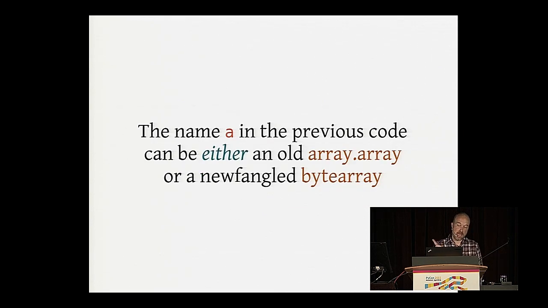And by the way, the name A in the previous code can be either an old-fashioned array.array that's been around in Python forever, or a newfangled bytearray. To this extent, they both provide the same interface. Each slot you can address lets you store a byte.